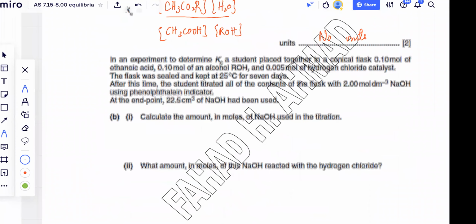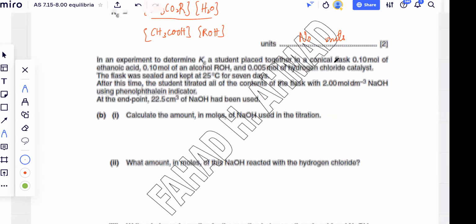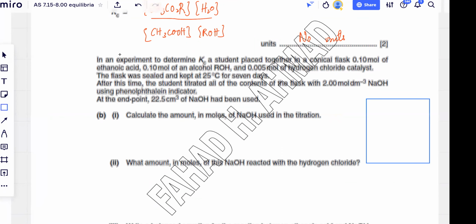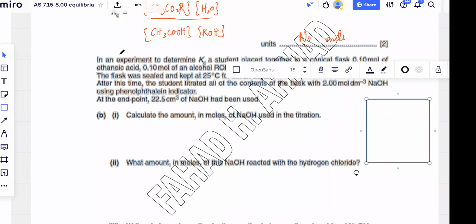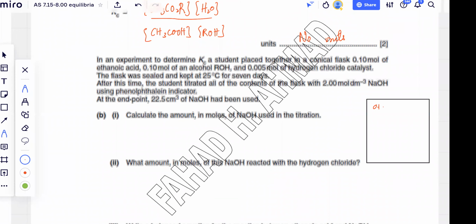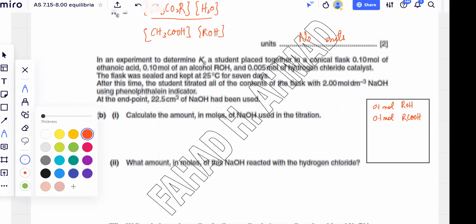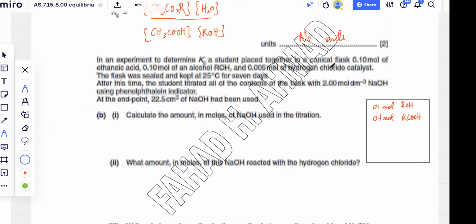Now the last part. He's saying that in an experiment to determine Kc, a student placed together in a conical flask 0.1 moles of ethanoic acid and 0.1 moles of an alcohol. So you have a flask, and the flask has 0.1 moles of the alcohol, and 0.1 moles of the carboxylic acid. And we have no idea how much ester there is. And he also added a catalyst, which is HCl. Now remember, a catalyst does not disturb the equilibrium position, so it doesn't do anything.